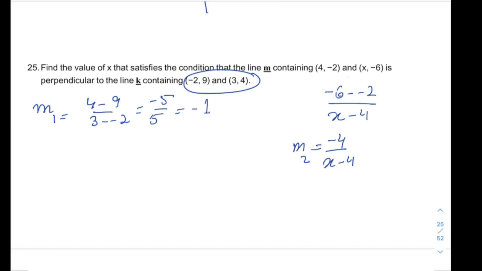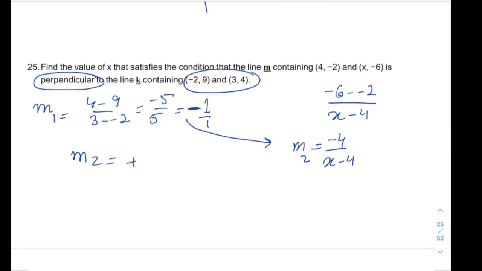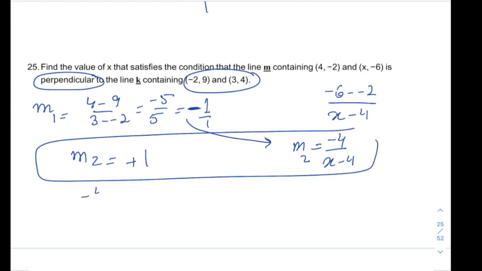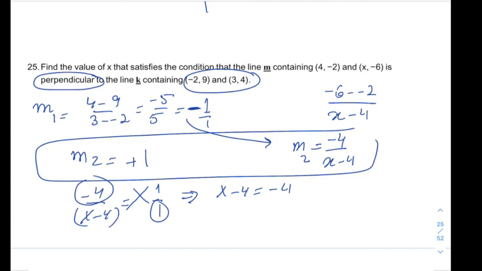Now, these lines are perpendicular to each other. That means the slope here will be the opposite reciprocal. Of course, this is -1 over 1. So slope 2 should be, this is negative, this becomes positive, 1 over 1, which means 1. That means I will make these equal. -4 over x minus 4 equals 1. And you can cross multiply. So x minus 4 is equal to -4 times 1, which is -4. 1 times x minus 4, well, x minus 4. 1 times -4, -4, and x is 0.